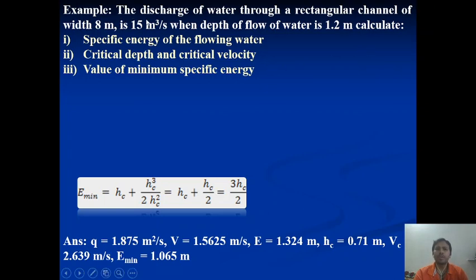Now I will take one more example, where it will be very clear how we use the different quantities. The discharge of water through a rectangular channel of width 8 meter is 15 meter cube per second when the depth of the water is 1.2 meter. First, you have to find the specific energy of the flowing water. Second, you have to find the critical depth and critical velocity. Third, you have to find the minimum specific energy. So you have to remember all three equations carefully, and based on that you can find them.